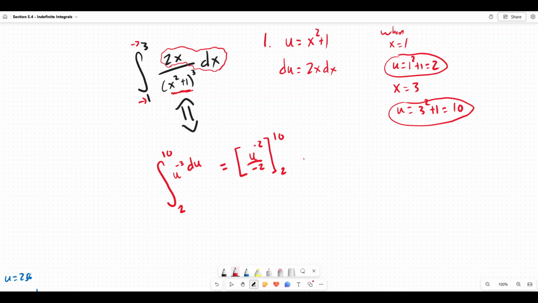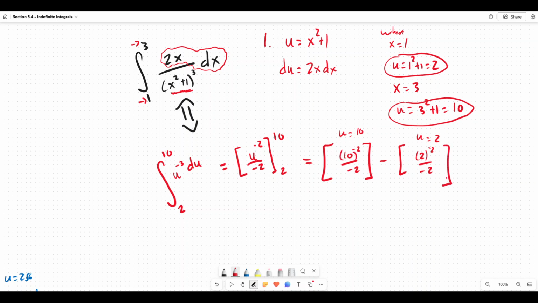Then it just becomes a plug-in. So here's u equals 10. This is going to be 10 to the power negative 2 divided by negative 2, minus, here's when u equals 2. This is going to be 2 to the power negative 2 divided by negative 2. Wow, lots of 2's going on.